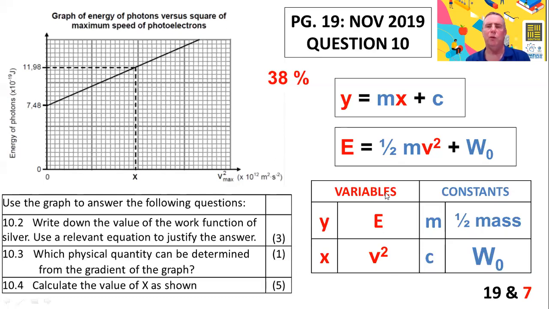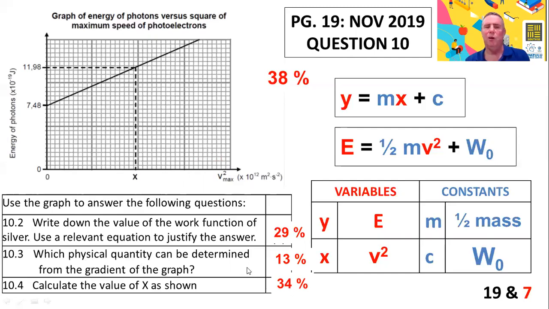Again, put your variables and constants into the table like I showed you. So your y variable is energy, your x variable is v squared. That tells you that the gradient is half the mass of the electron, and the c value is the work function. Now, once you've done that, it makes the questions quite easy to answer. And yet, the national average for question 10.2 was 29%, for 10.3 was 13%, and for 10.4 was 34%. This question was very badly answered.